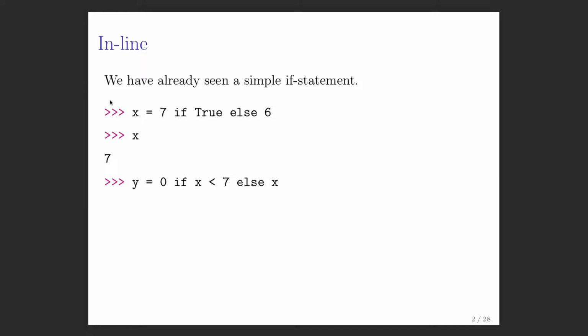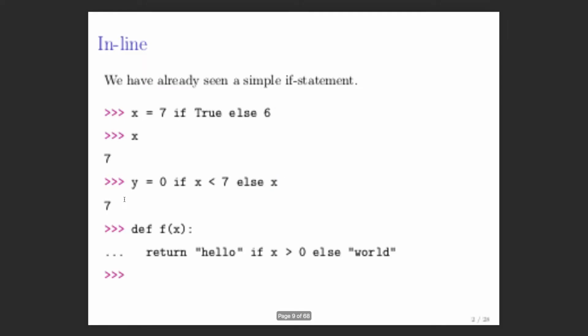7. Okay, so let's walk through this, right? So y equals 0 if x is less than 7. So what's the value of x? 7. Is 7 strictly less than 7? No. So this is false. So it goes to the else, and it says else x. So y gets 7.